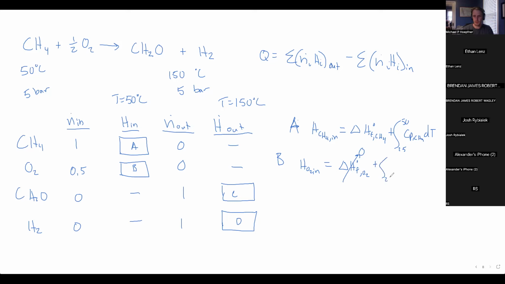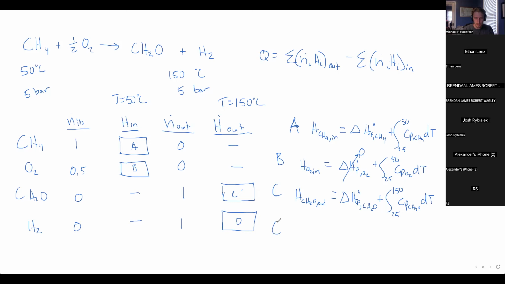Then I just need to heat from 25 to 50, heat capacity of oxygen, and I plug that number in. For C, this is going to be the enthalpy of formaldehyde out. It's going to be the heat of formation of the formaldehyde plus heating it from 25 to 150, C sub P of formaldehyde, DT. I plug that number into C.